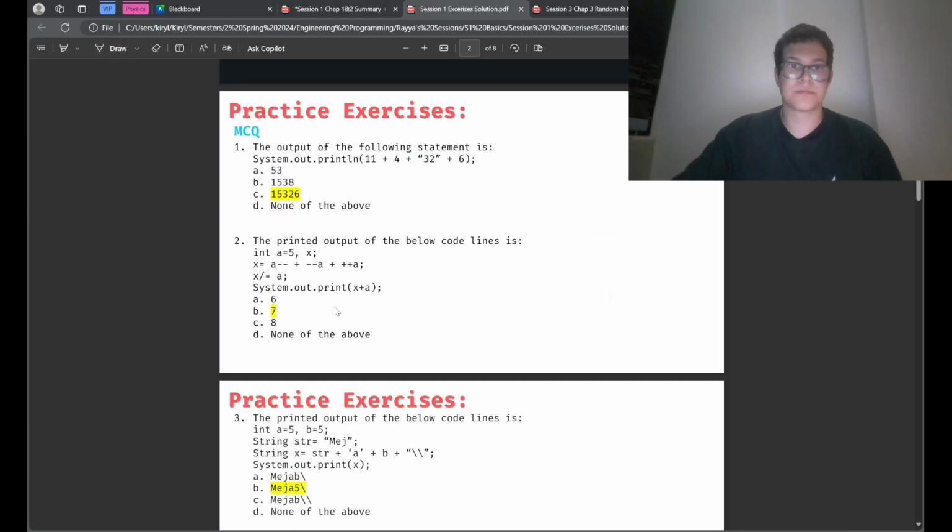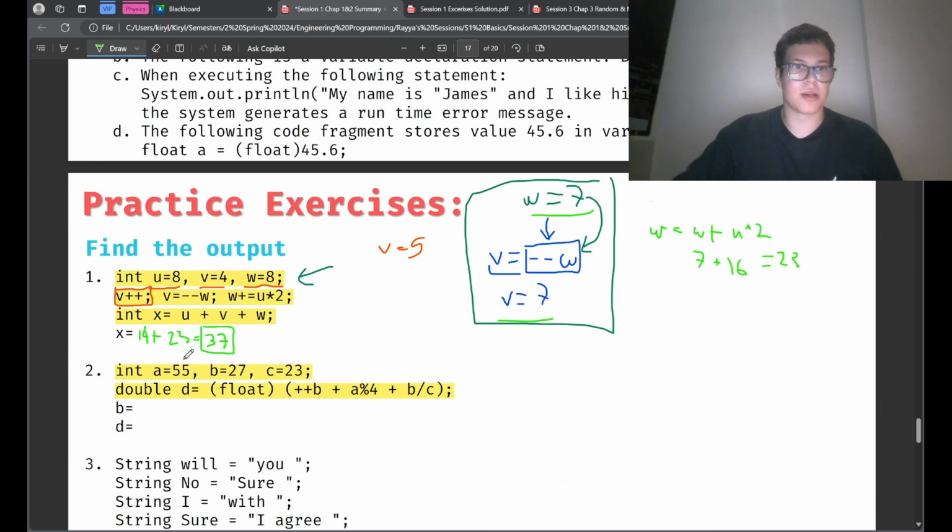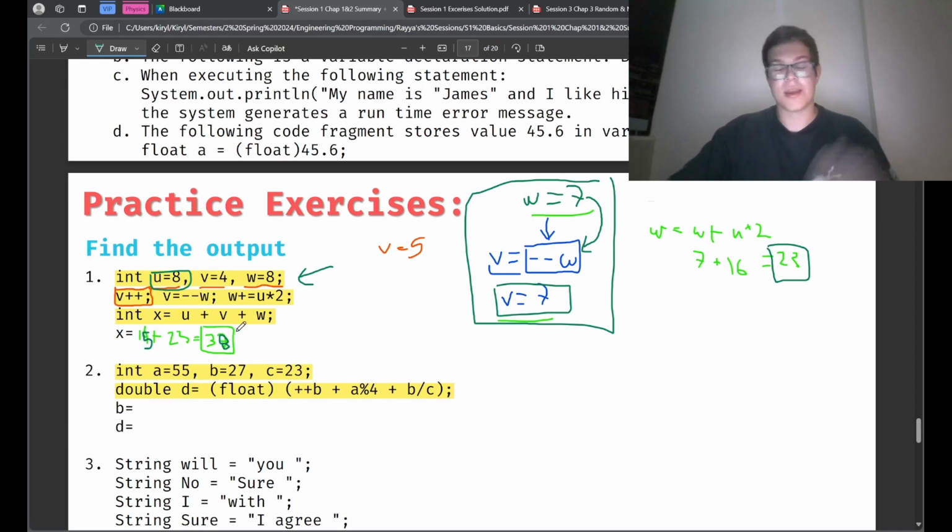So let's check it out. Let me just check, did I do my math correctly? Sorry, u is equal to 8. My bad. u did not change. We never changed the value of u. So w here is 23, so it's 23 plus 7 plus u, which is 8. So it's going to be 15 plus 23, which is 38. My bad.